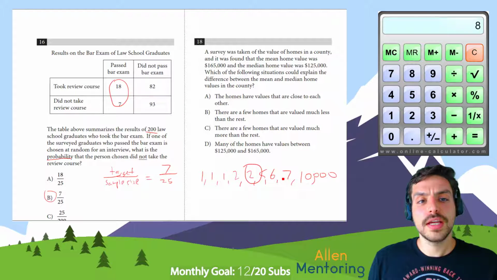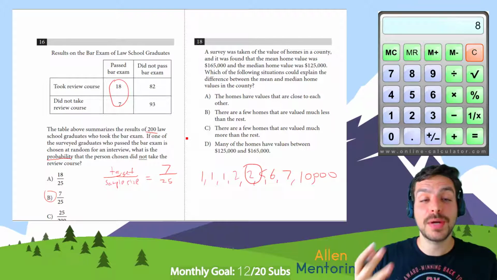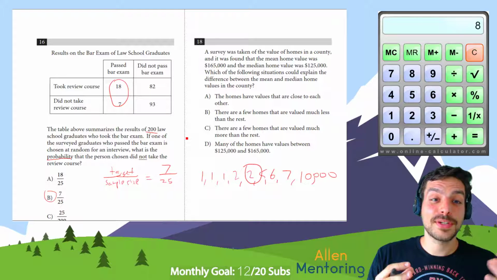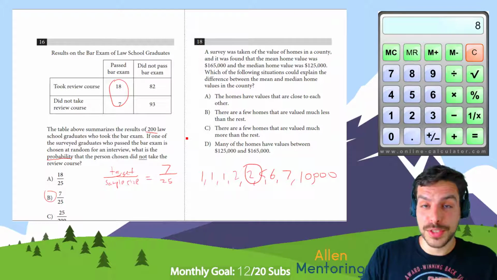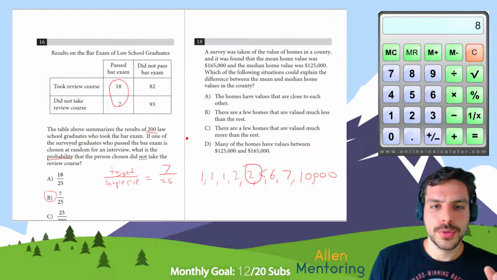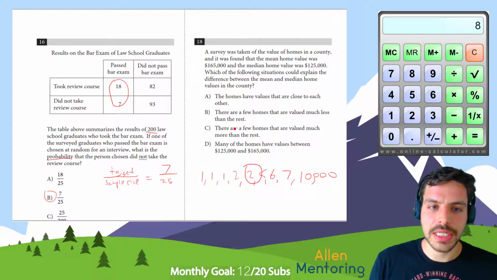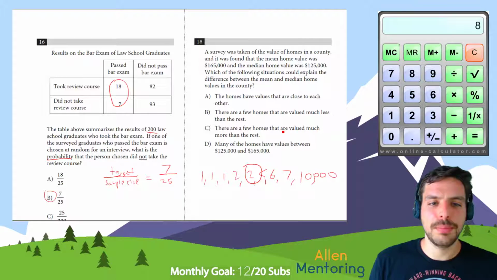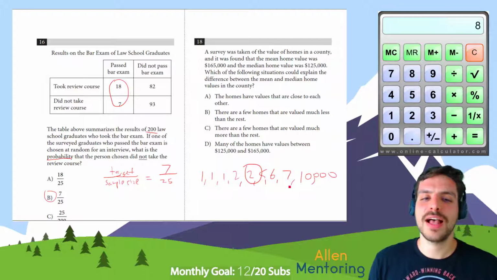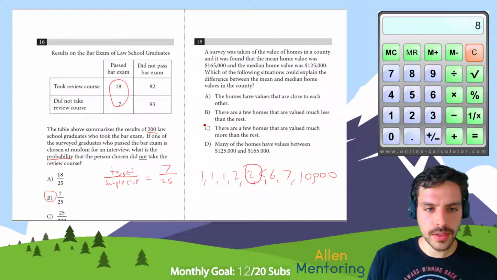So what I think in this problem, why the average price is so high compared to the median, is that there's probably somebody really rich who has a huge mansion and everybody else has smaller homes. So we want to find out where C, there are a few homes that are valued much more than the rest, right? And so that's like our example where one home is 10,000 and all the other ones are 1, 1, 2, 2, 5, 6, 7. All right.